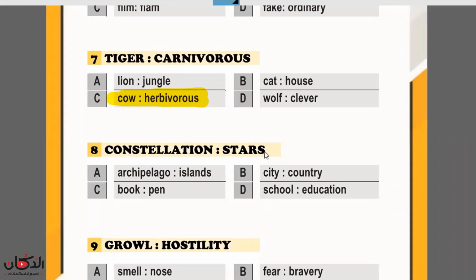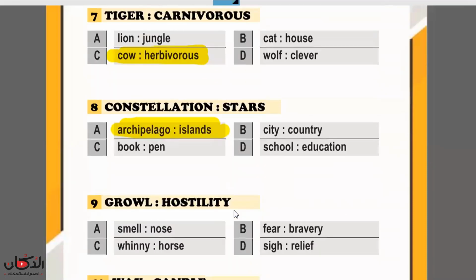Constellation and stars. Before we answer, who can tell me what is the relationship between stars and constellation? Part of a whole. Yes, a group of stars. When they link, they make shapes. A group of stars is called a constellation. And an archipelago is a group of islands, I think. Okay, perfect answer. Good.